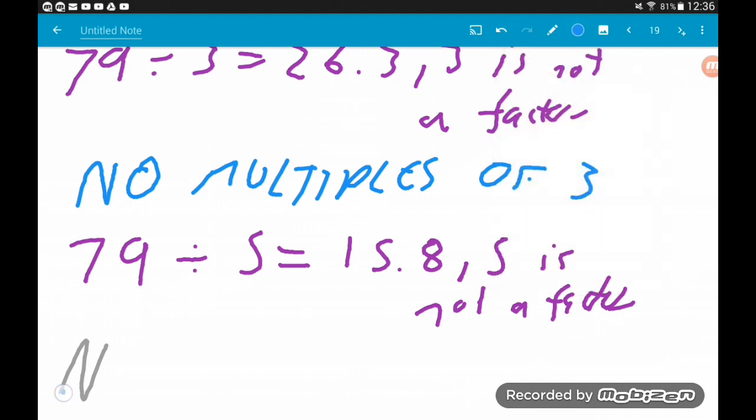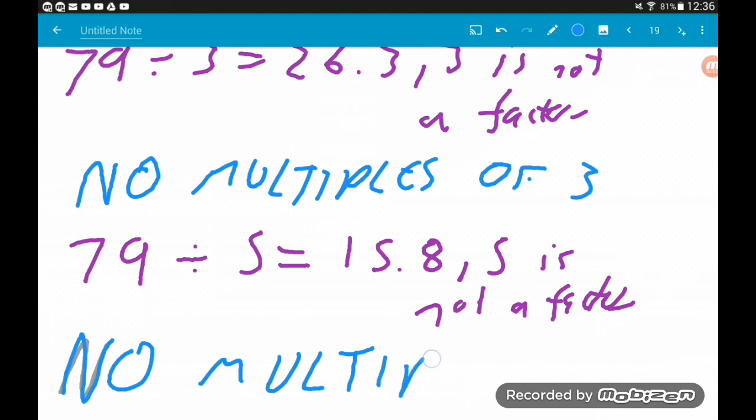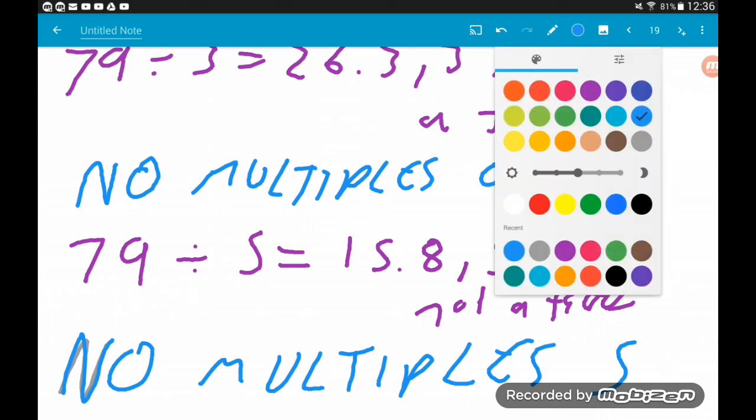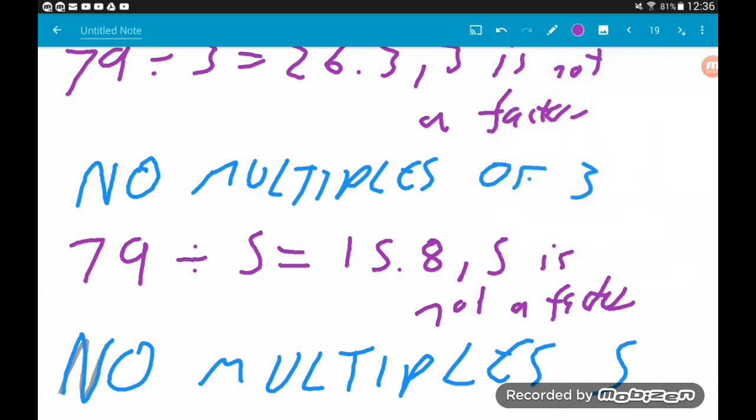So thus, no multiples of 5 can be a factor. So the next thing to try would be 7. So let's have a go with 7.